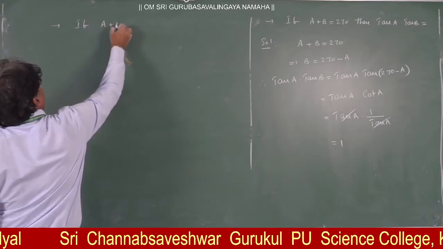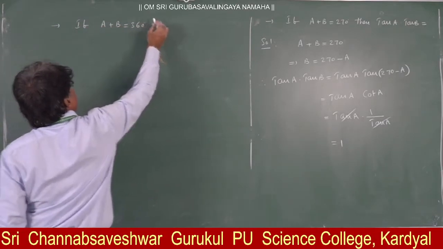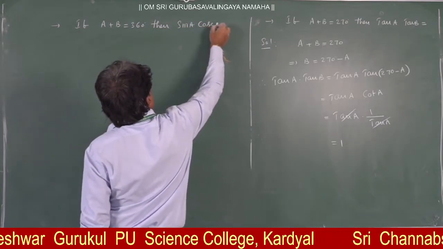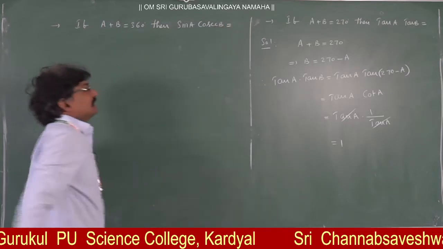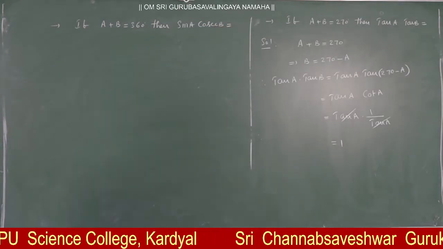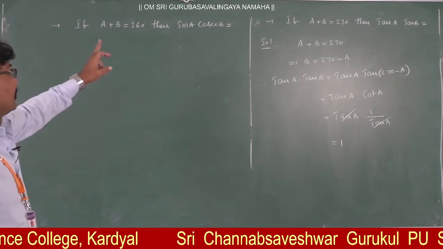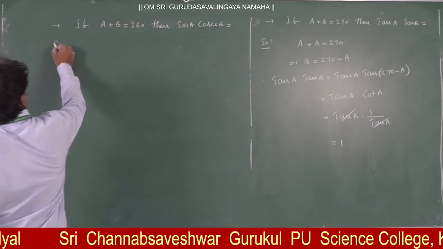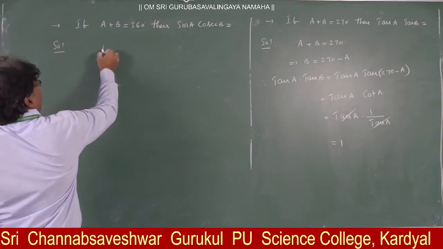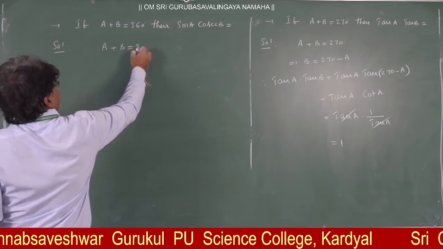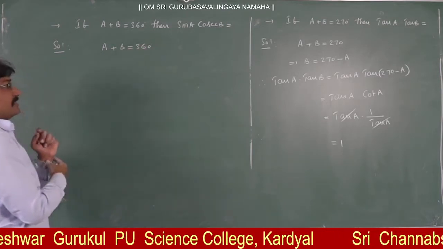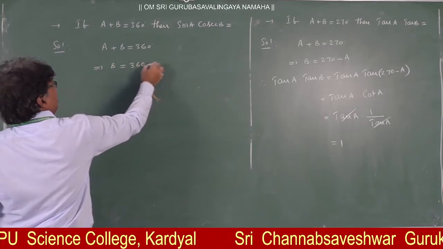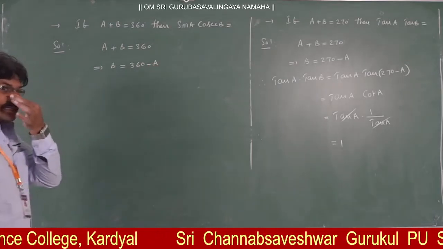Next, if A plus B is equal to 360 degrees, then sin A into cosecant B is equal to what? That is our required value. Everyone listen, see the question. What is the given condition? A plus B is equal to 360 degrees. That implies B is equal to 360 minus A.